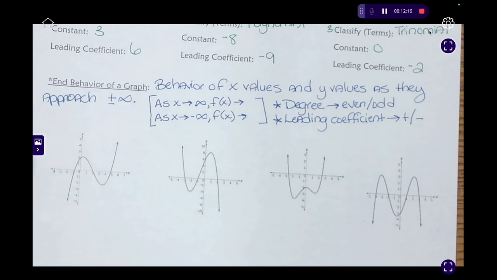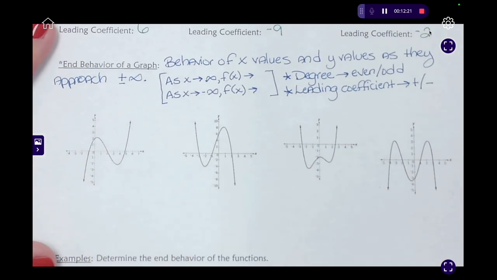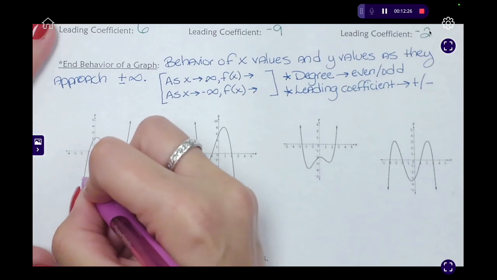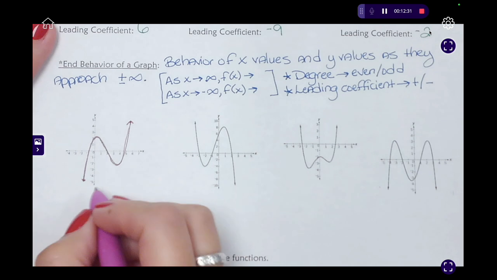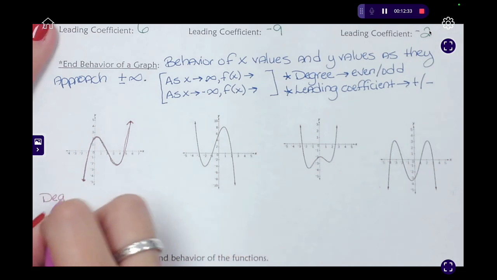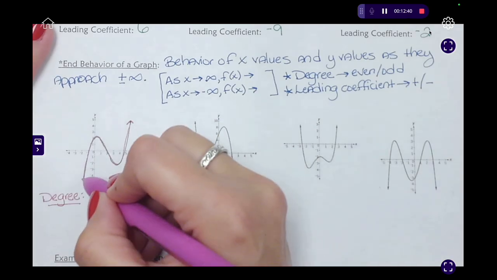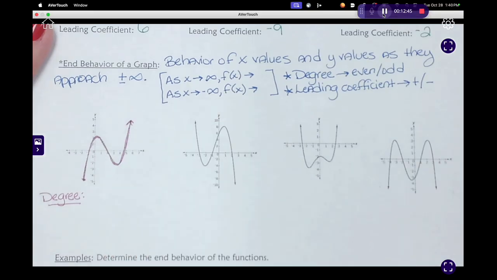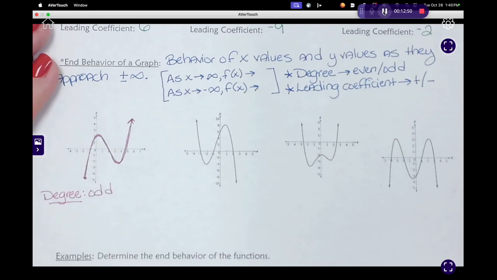Okay, so looking at this, and again, these are our generic ones. So if I'm looking at this first one right here, remember, we always read a graph from left to right. So this graph is starting over here, and I'm tracing it, and it's going up that way, okay? The degree of this graph, and we're going to talk about how to find the degree here shortly. So remember, it's going up, going up, going up here. So the degree of that one is an odd degree, okay? So it's going to have an odd degree.